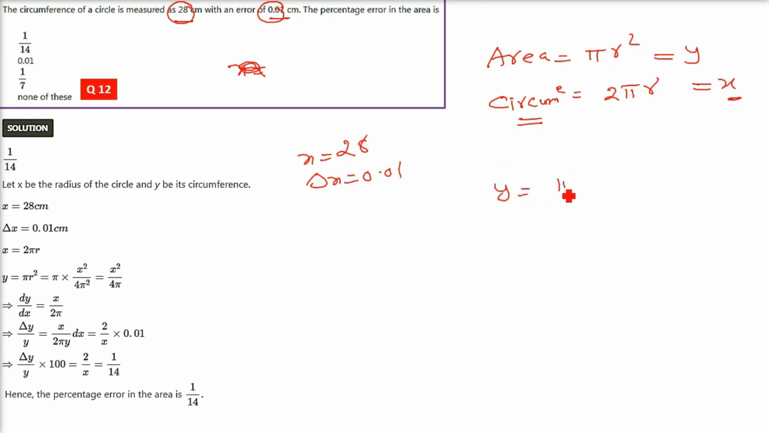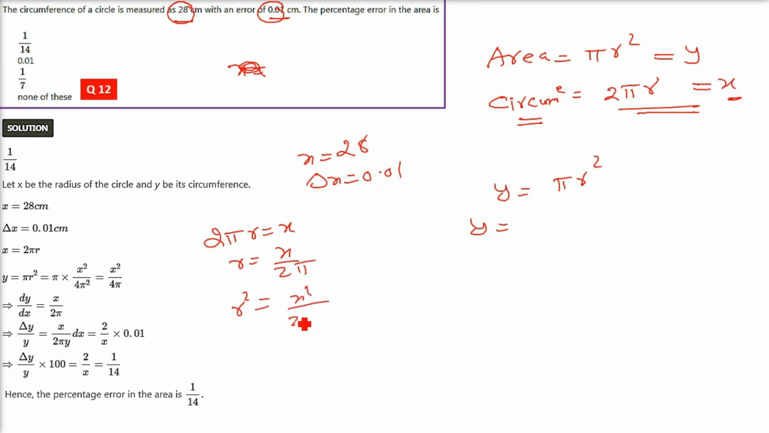So y is pi r square. Now let us write y in terms of x. That is the key. We have to eliminate this r and write it in terms of circumference. So 2 pi r is equal to x. R can be written as x by 2 pi. R square is x square by 2 pi whole square, that is 4 pi square. So you have pi, r square is x square by 4 pi square. One pi gets cancelled. You have x square by 4 pi.